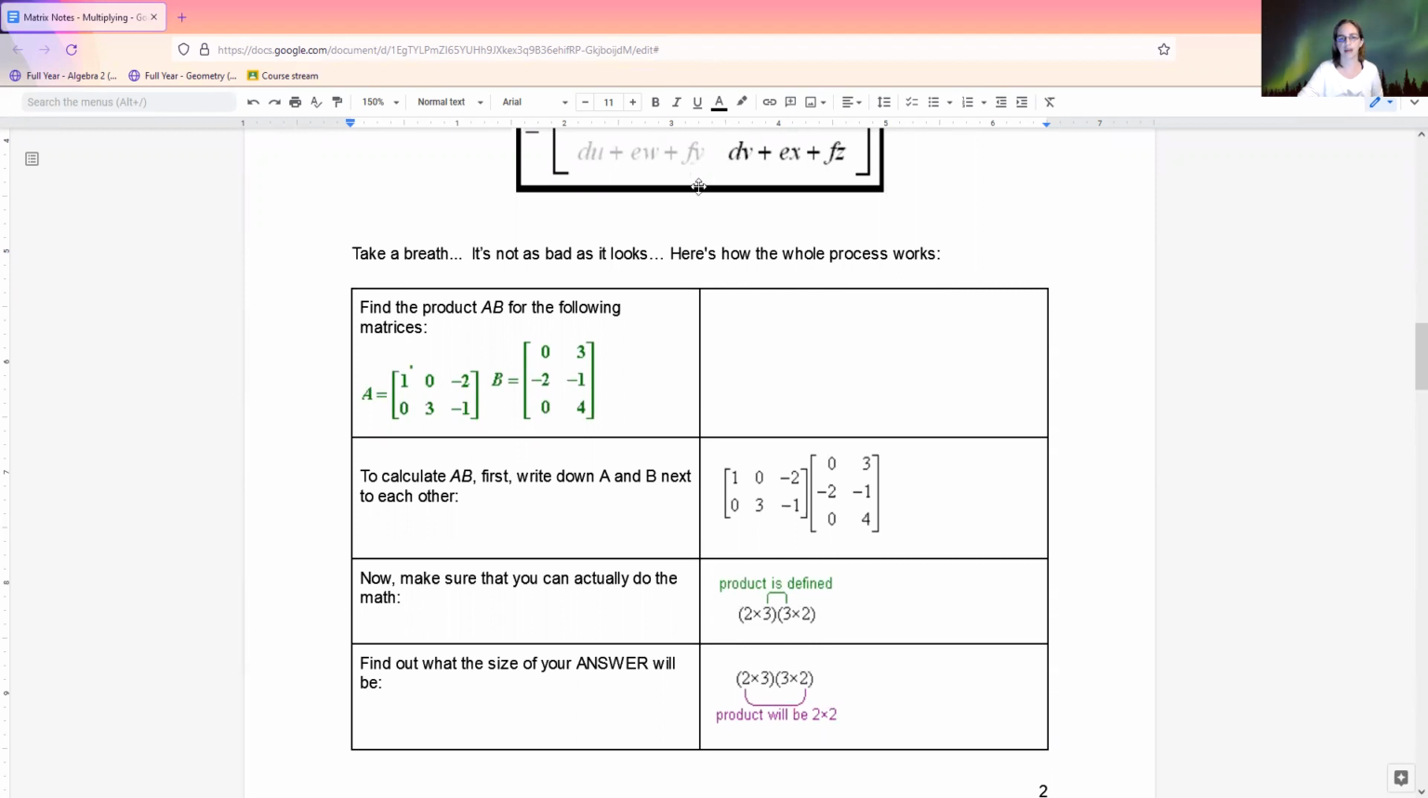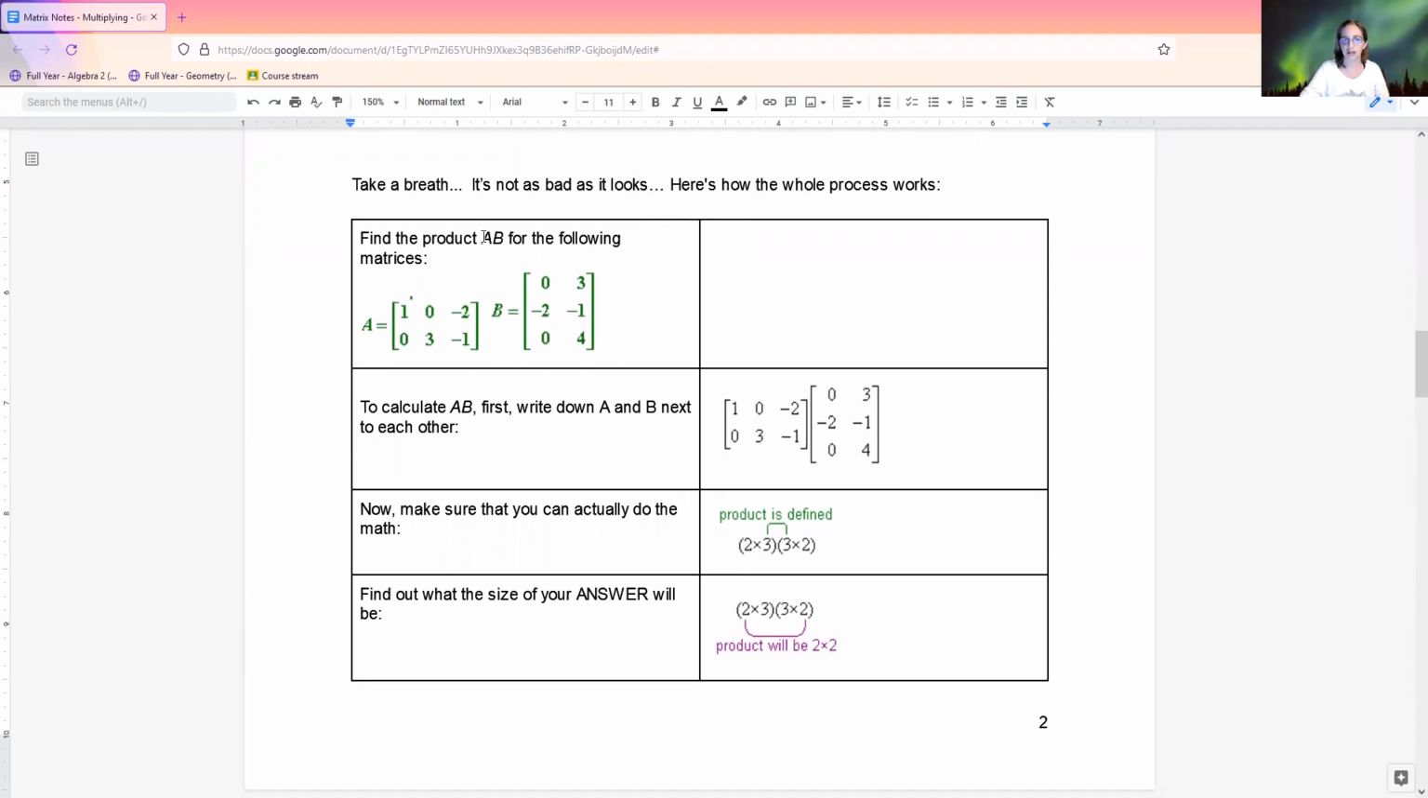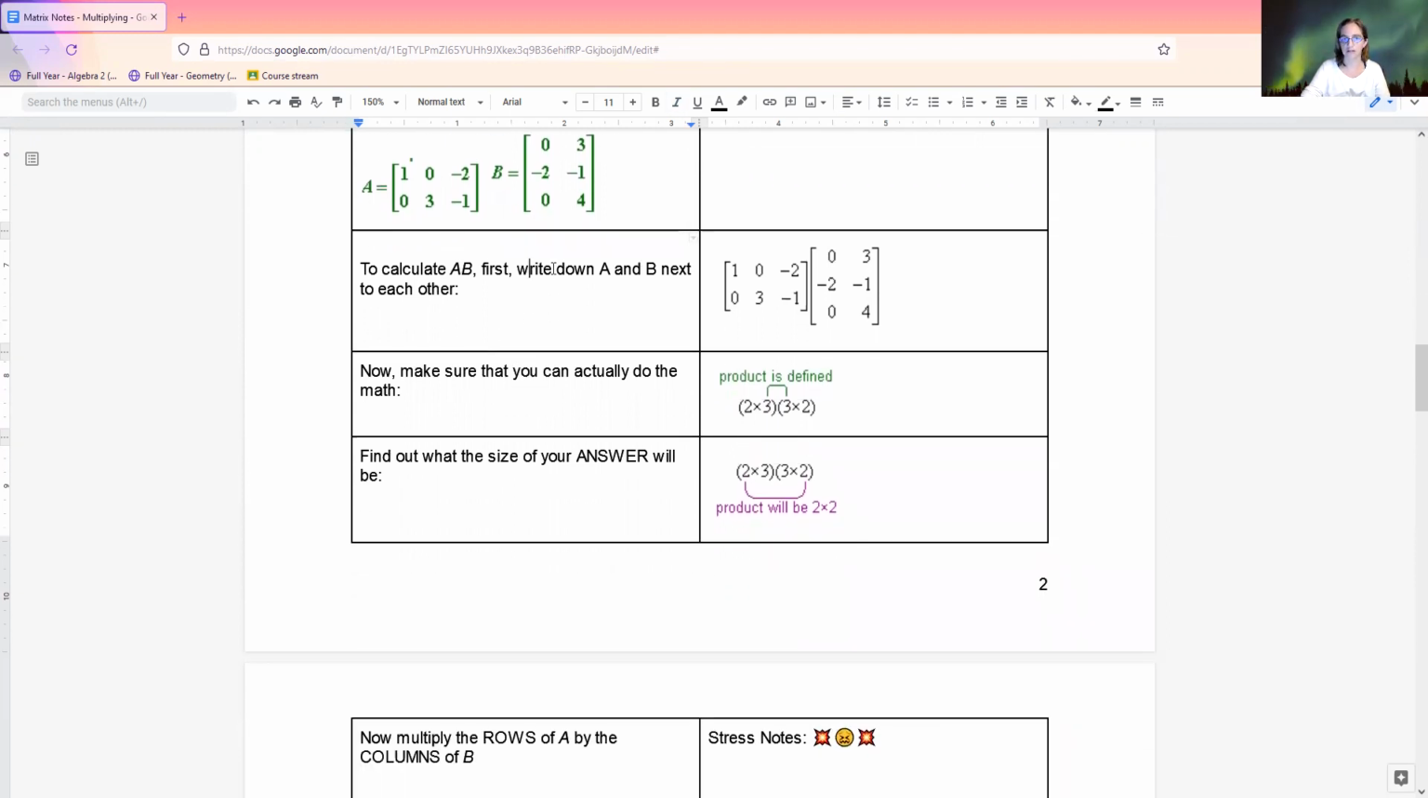Take a breath, okay? First, we're going to find the product AB for these two matrices. How do we do it? Step 1, write them next to each other. A looks like this, and B looks like that. Relatively easy, right? Then we want to make sure that we can actually do the math. So 3 by 3, the product is defined. Therefore, the size of my answer will be the outside pieces, a 2 by 2.